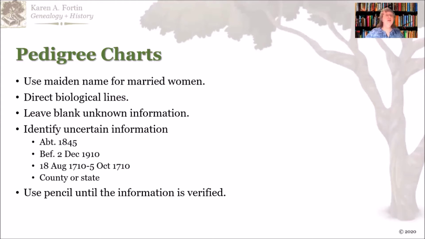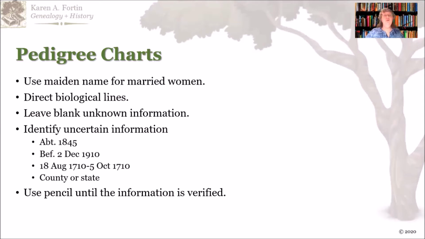This can also be done with locations. For example, if you don't know the exact city or town in which an event occurred, go ahead and record what information you do know, such as the county or even the state. This at least gives you a starting point to work from.